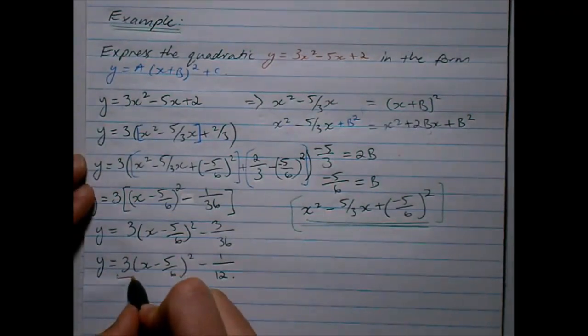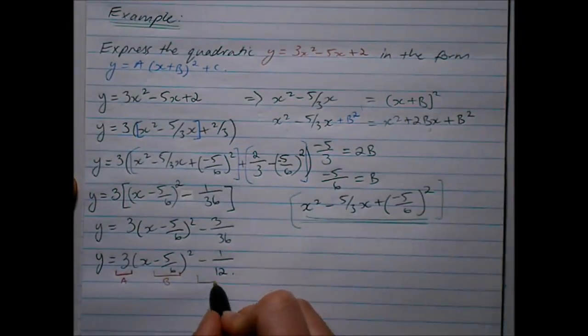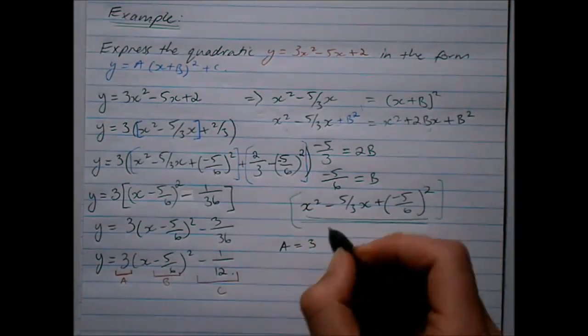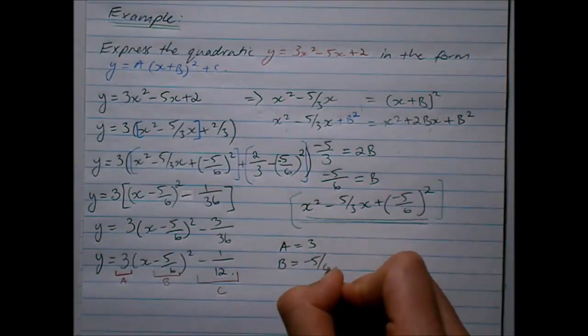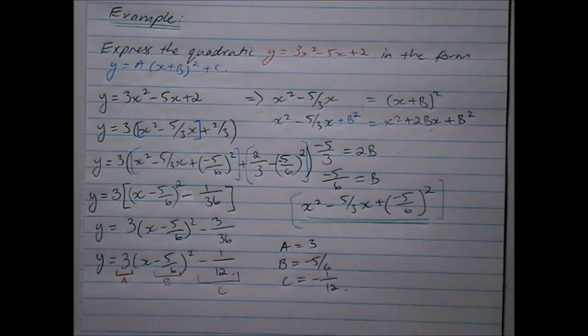And what we find is we have that a value there, that's a, our x plus b term here with negative 5 on 6 being equal to b, and this final term outside here, which is our c value. Okay, so let's write that down. Our a value equals 3, our b value equals negative 5 on 6, and our c value equals negative 1 on 12. All right, because those terms there are going to be super important in our actual sketching of this quadratic, all right? And that is all there is to it.